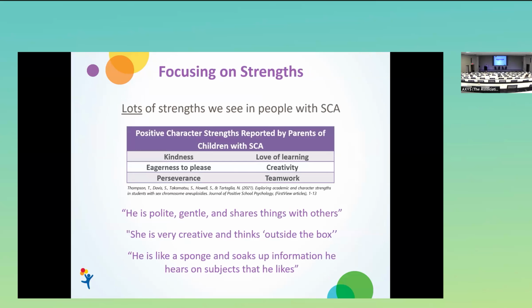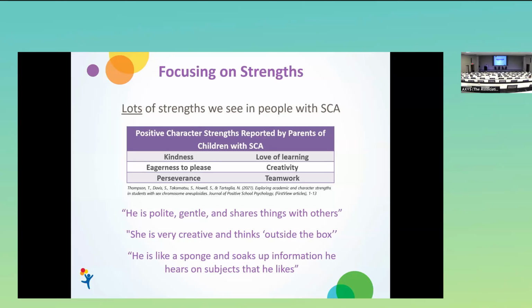I think it's really important to also highlight with a family who has a new diagnosis that there are a lot of strengths that we can also see in our patients and children with X and Y variations. So Dr. Talia Thompson, who's not with us this weekend, had previously published a paper about the positive character strengths that we can see in our children reported by their parents. So commonly we hear parents talking about kindness and eagerness to please, perseverance, love of learning, creativity, like Kayla had alluded to, and Dr. Middleton previously, and teamwork.